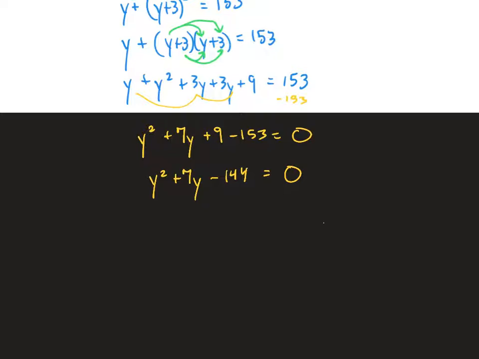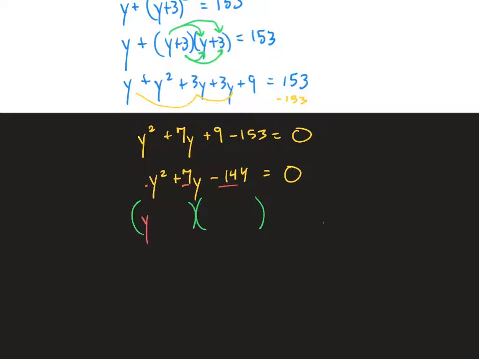So from here, you can either try to factor it, if that's possible, or you can go ahead and label A, B, and C. A would be 1, B would be 7, and then C would be negative 144. You can put those into the quadratic formula.